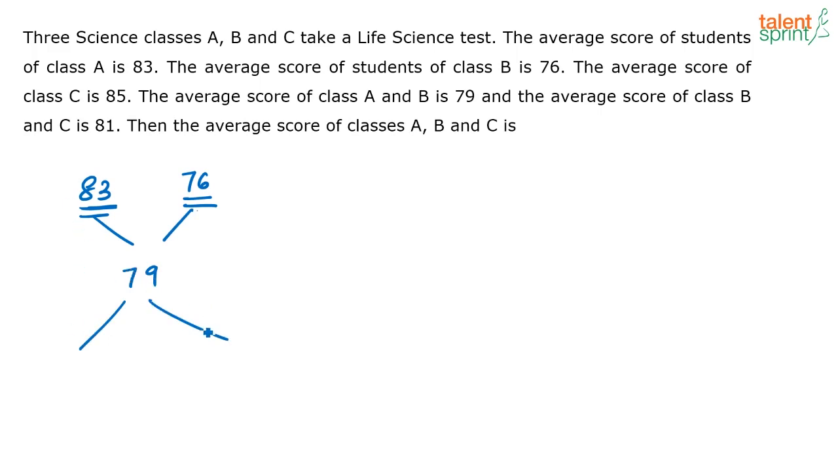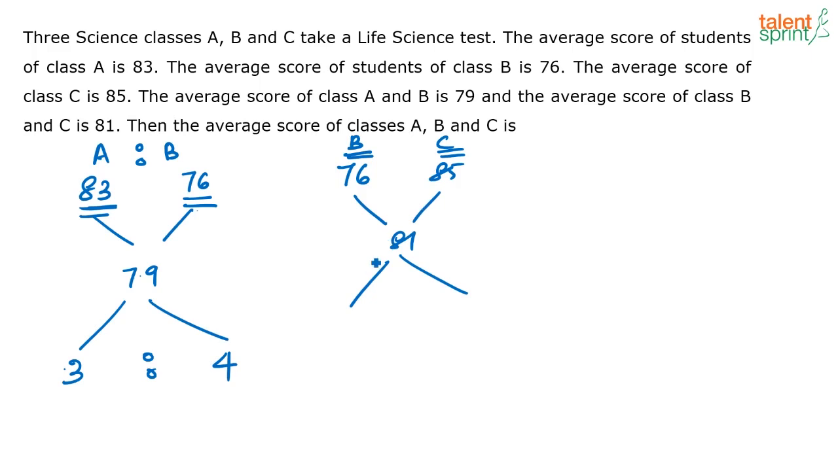So what will be the ratio of the number of students in both the classes? 79 minus 76, that is 3. 83 minus 79, that is 4. So the number of students in class A to class B is in the ratio 3 is to 4. Similarly, you have a set of students, in class B the average is 76, class C the average is 85. So put together, the net average is 81. So what is the ratio here? Again, 4 is to 5.